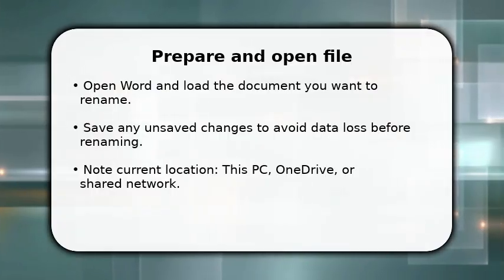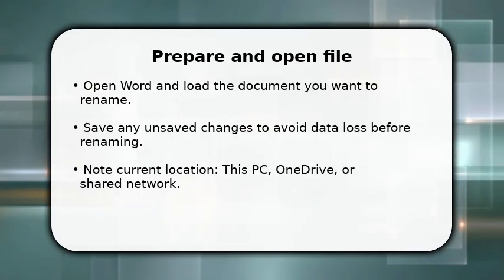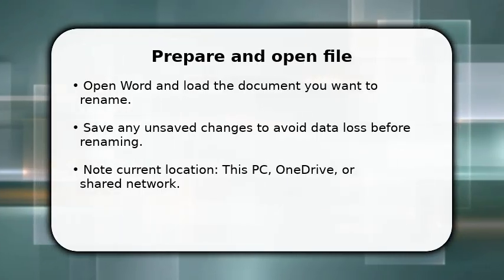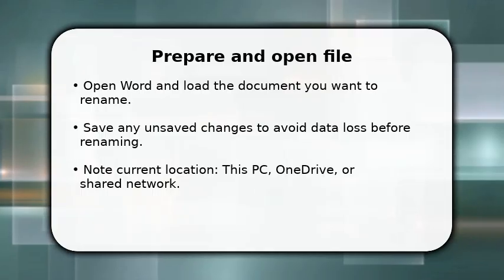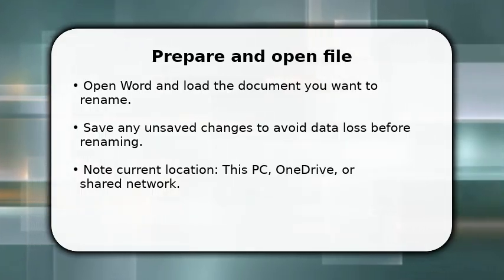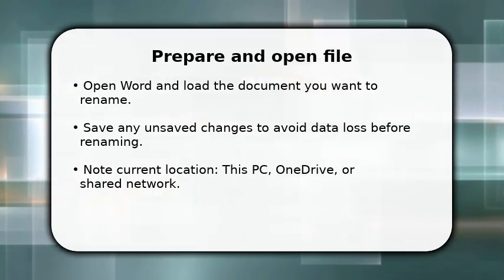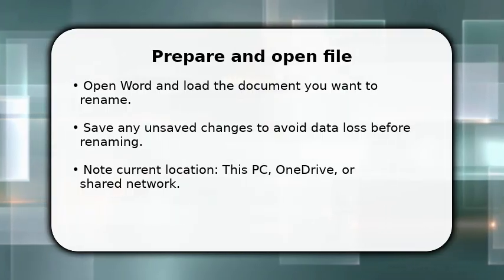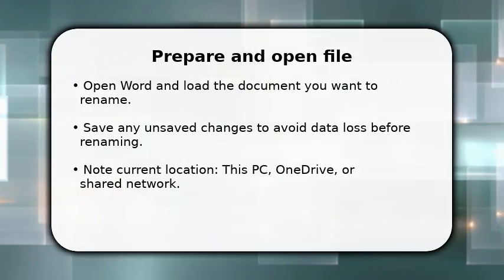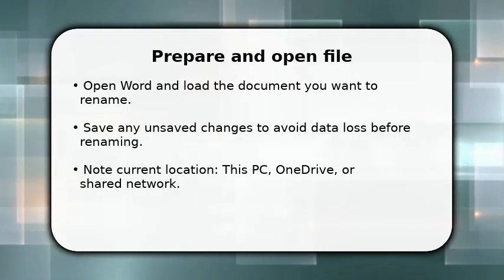You've opened the document, now act. First, save changes so you won't lose edits when renaming. Next, check where the file lives: local drive, OneDrive, or a network folder, because the method differs slightly. Once done, close any other apps that might lock the file and keep Word open for quick verification.